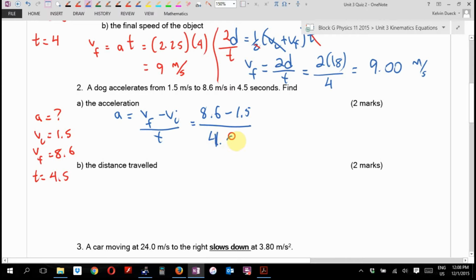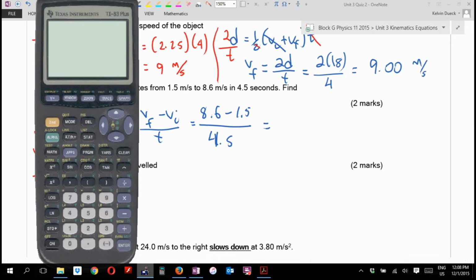I don't think I can do this one in my head. This one's going to be yucky. 8.6 minus 1.5 divided by 4.5. Oh, that's times, Mr. Duick. And 7. Wow, that's two typos. 8.6 minus 1.5 divided by 1.5. I'm going to go 1.6.